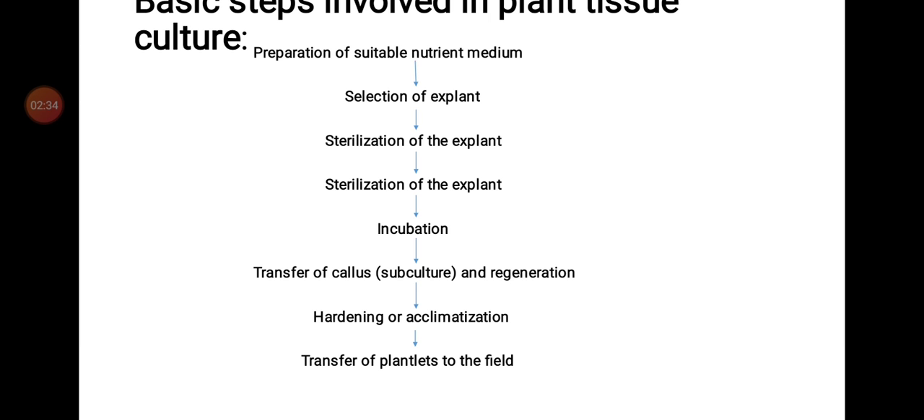Now, basic steps involved in plant tissue culture. Here is a basic protocol of the steps: preparation of suitable nutrient media, selection of explant, sterilization of the explant, incubation, transfer of the callus and regeneration, hardening or acclimatization, and in the end transfer of the plantlets into the field.